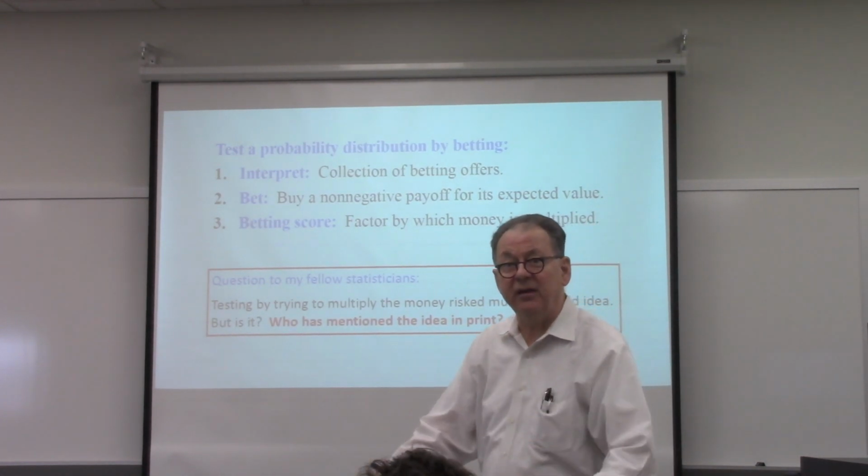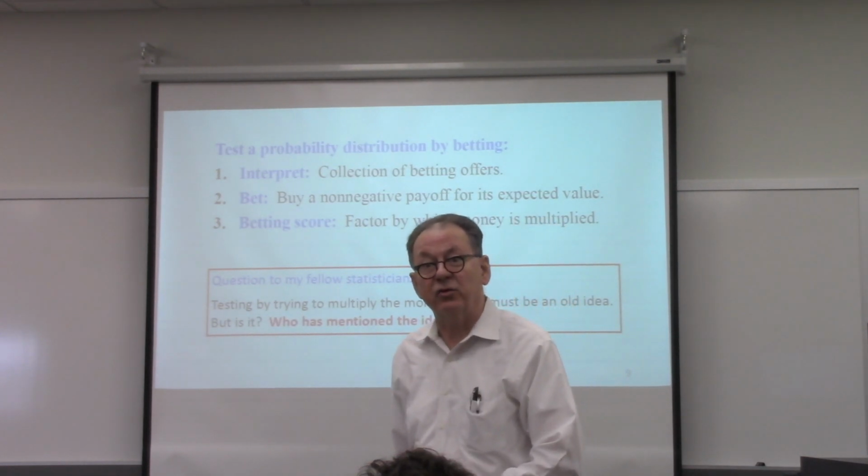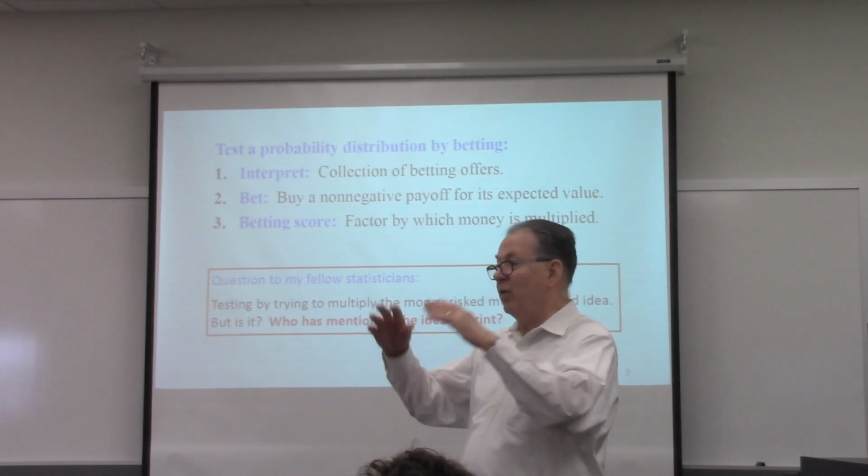Somebody says, these are the probabilities. You say to them, put your money where your mouth is. I want to bet at those probabilities against you. And I make a bet against you, and I multiply my money by a lot.